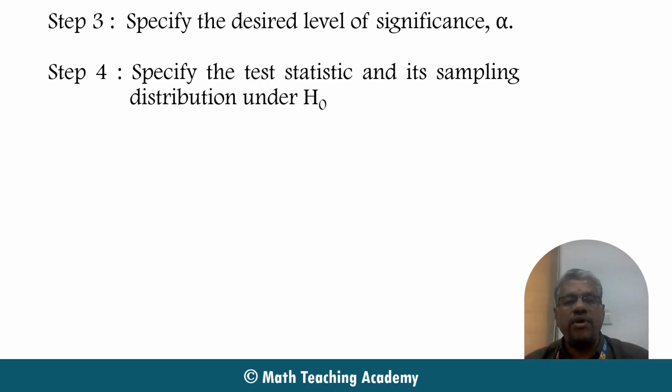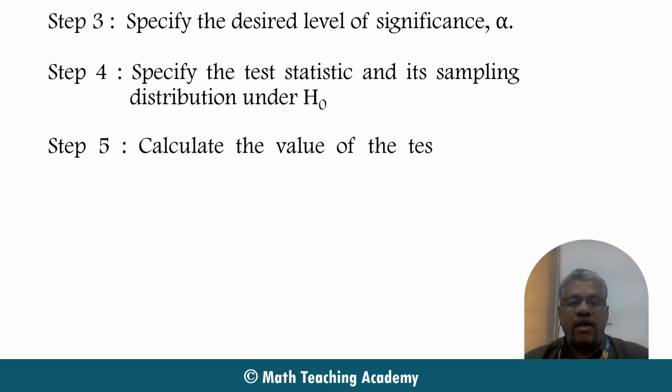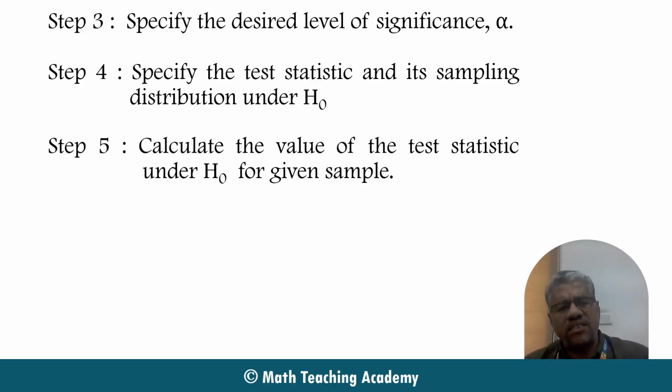Okay. Right. Next, step 4. In step 4, we are going to specify the test statistic and its sampling distribution under H naught, that is the null hypothesis, and calculate the value. The test statistic in step 4 is nothing but the formula under the distribution. We are going to see the normal distribution, so normal test, therefore we are going to make use of the formula which comes under normal distribution. So in step 5, we are going to substitute all those values in the respective formula, and we'll have to find the value.